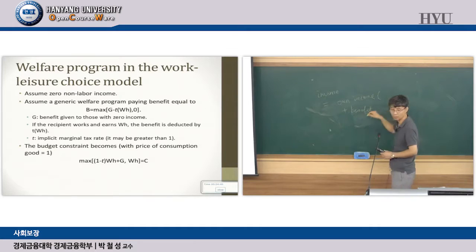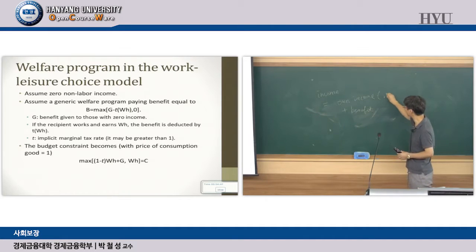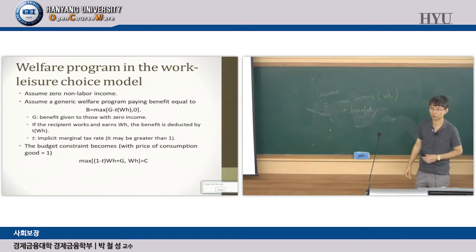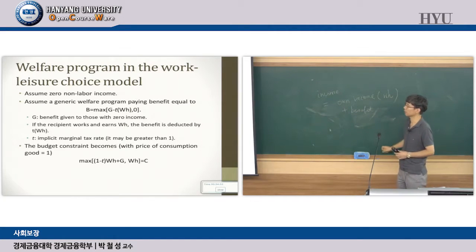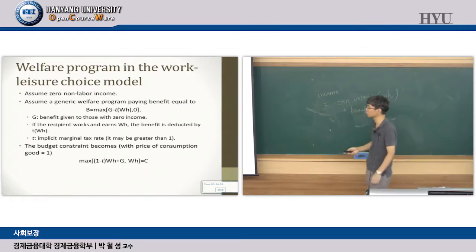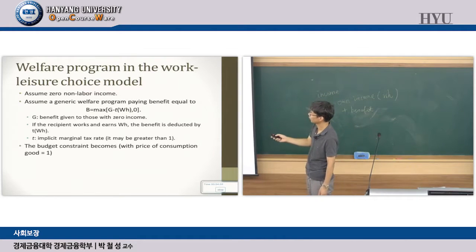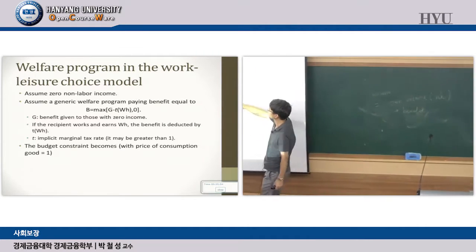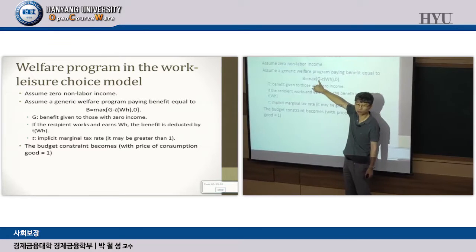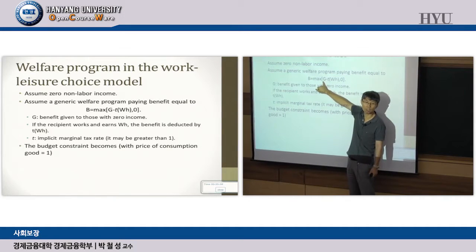So own income, because there is no non-labor income, is just W times H. Okay, so earnings only. Then the benefit, in general, we can write the rule of the benefit this way: G minus T times WH. Okay, why? What it means is simple. G is the maximum income you can get. If you have no income, you get G.